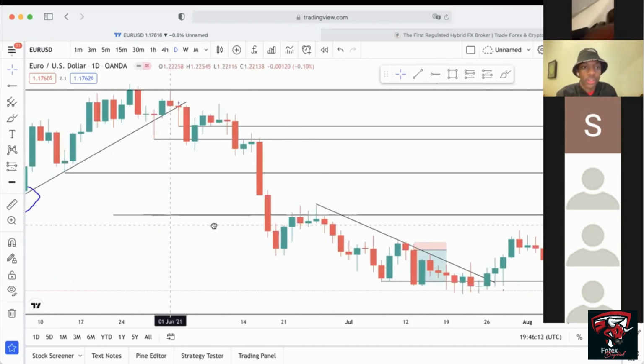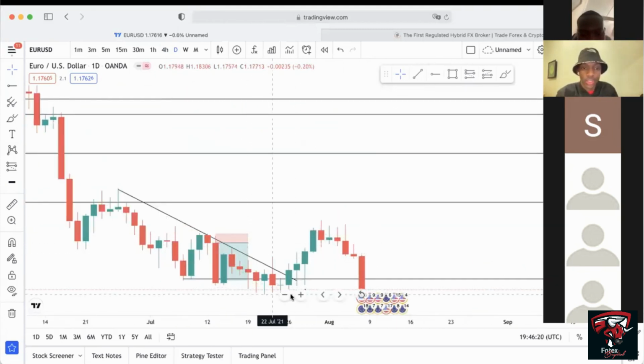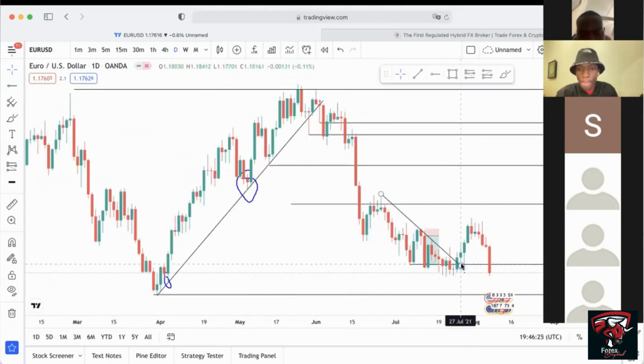Where's this thing? Yeah, right here. We end up being caught if you wait for the daily candle to close. So yeah, guys, that's literally the strategy. And the reason why Euro USD is still falling is because of this upward trend line. So imagine, like I said, if you caught it on this retest, big money would have been made. A lot of money would have been made.